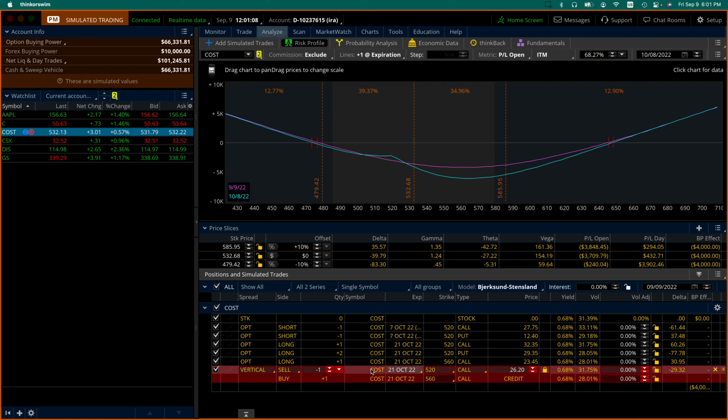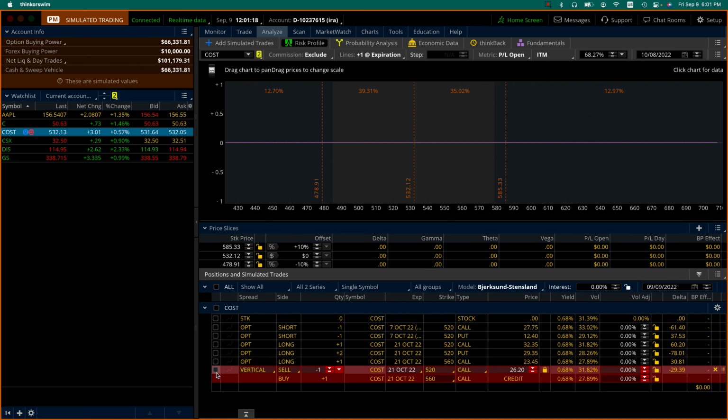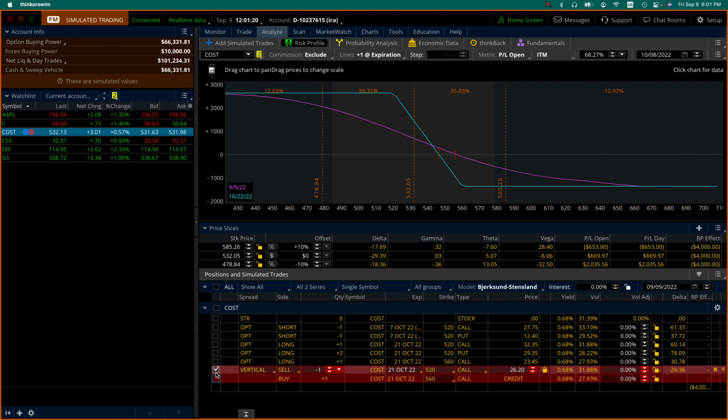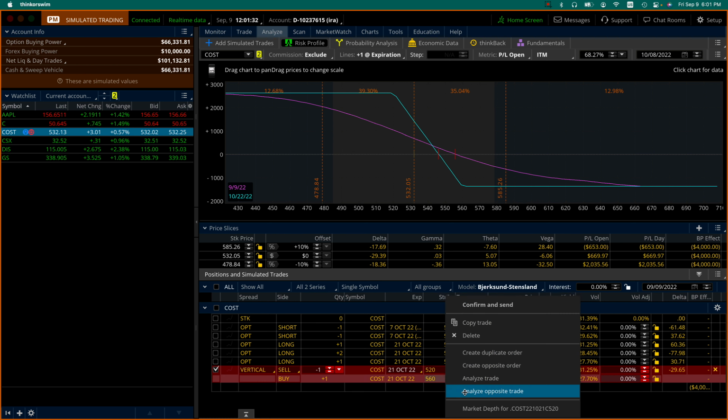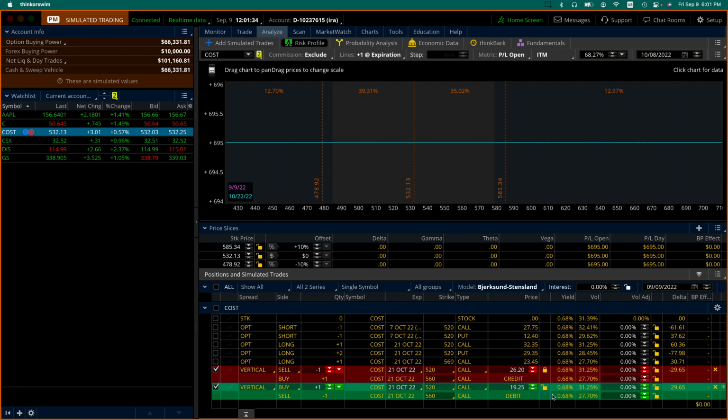Okay, so what if I bought back this call? This is a vertical spread that if that's all I had done, this is what it would look like. Okay, so now you can take it back with $670 in profits. So if I did the opposite, I will close it with $695 in profits. Okay, you can see I'm paying less than what I sold it for.